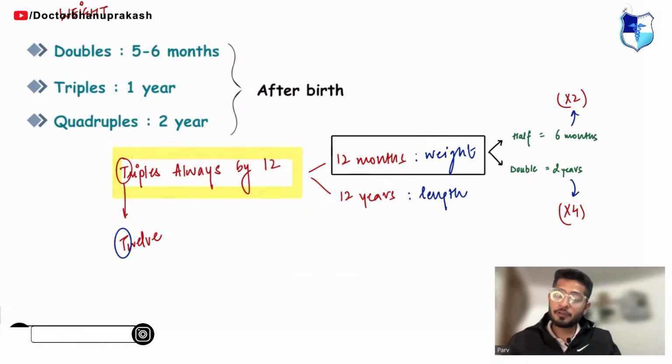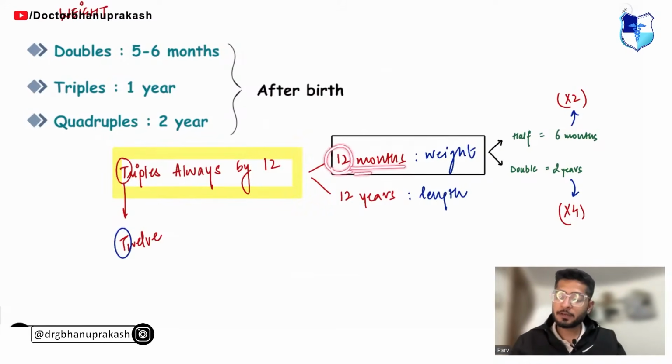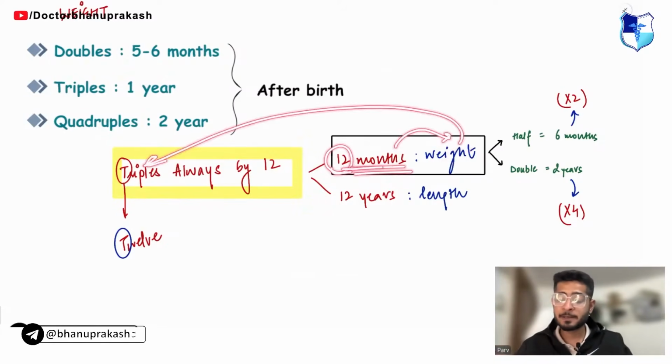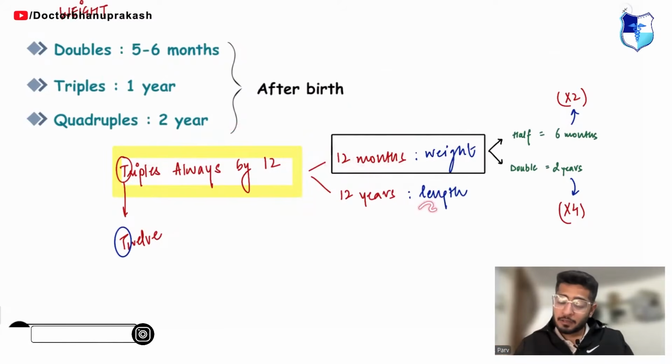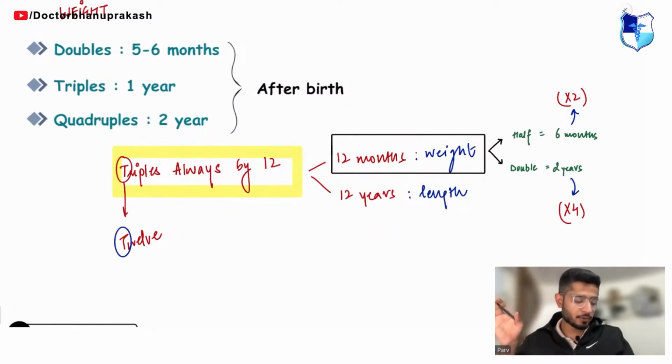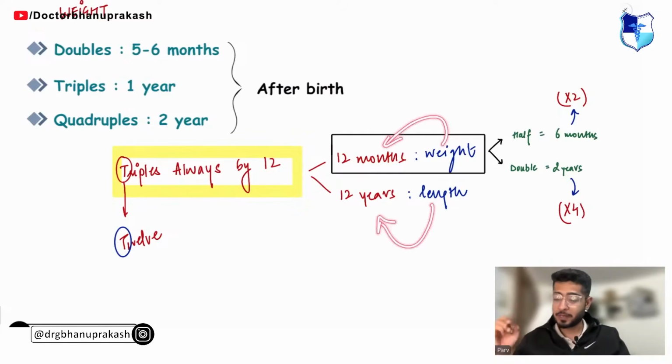So 12 months tripling is for weight. That means the weight is going to triple in 12 months. And if the length is asked, the length is going to get tripled in 12 years. So weight in 12 months, length in 12 years.